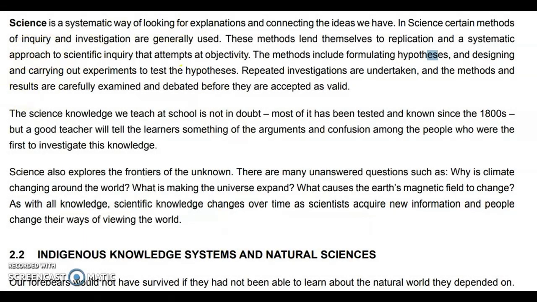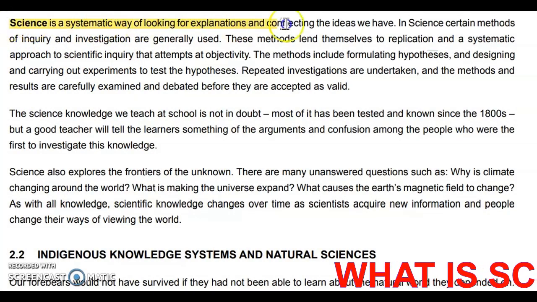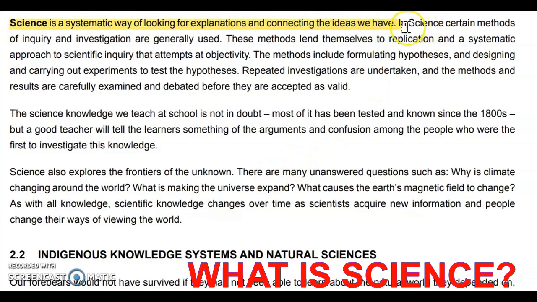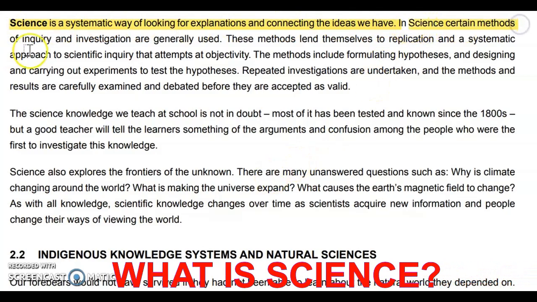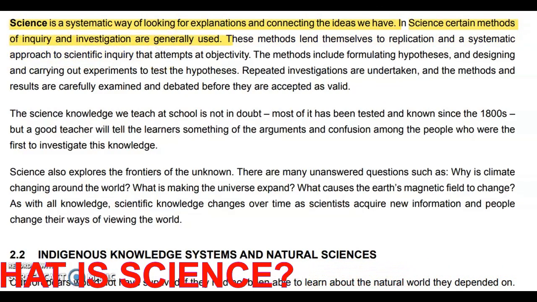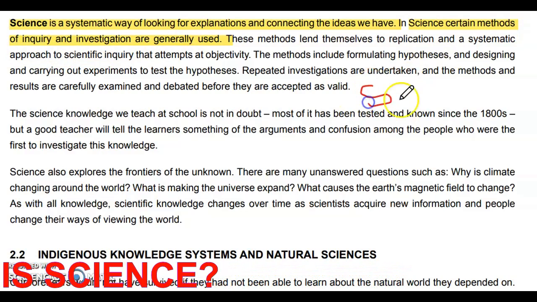Science is more than a body of facts that you learn at school. Science is a way of doing. Science is a way of knowing. So science is a systematic way of looking for explanations and connecting ideas we have. So science uses certain methods of inquiry and investigation that are generally used by all scientists.